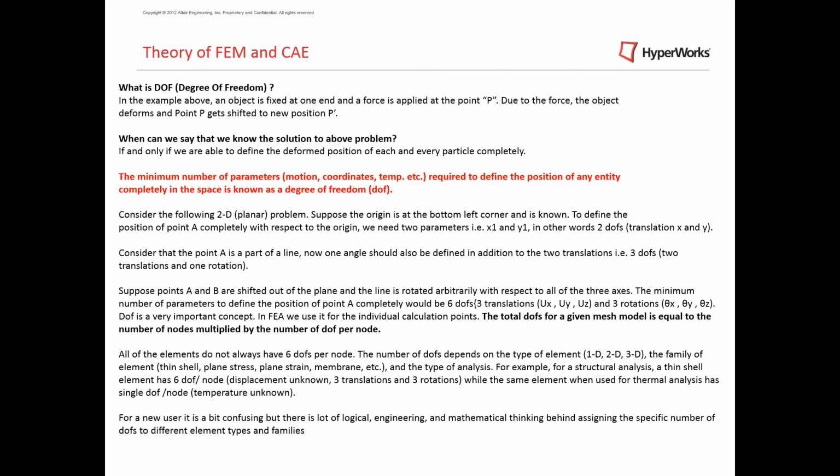For example, in a structural analysis a thin shell element has 6 degrees of freedom per node, that is displacement unknown, 3 translation and 3 rotation, while the same element when used for thermal analysis has a single DOF, that is temperature unknown. For a new user it is a bit confusing, but there is a lot of logic, engineering and mathematical thinking behind assigning the specific number of degrees of freedom to different element types and family.